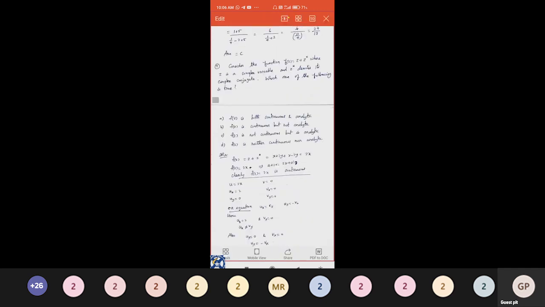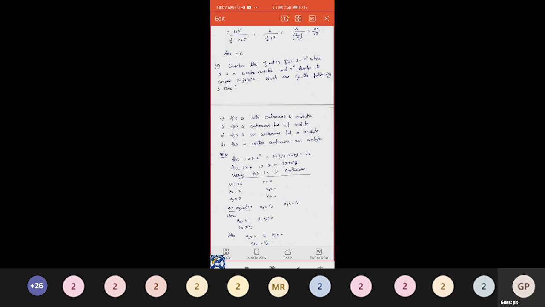So let us solve the ninth problem. Consider the function f of z equals z plus z star, where z is a complex variable and z star denotes its complex conjugate. Which one of the following is true? So we have 4 choices. First statement, f of z is both continuous and analytic. Second choice, f of z is continuous but not analytic. Third choice, f of z is not continuous but it is analytic. Fourth choice, f of z is neither continuous nor analytic.